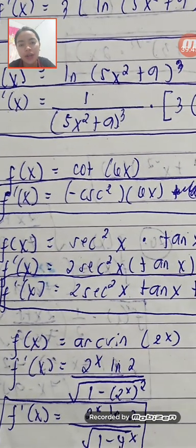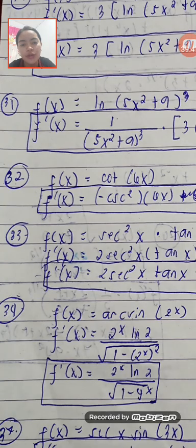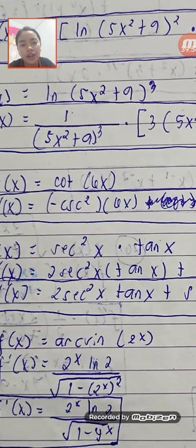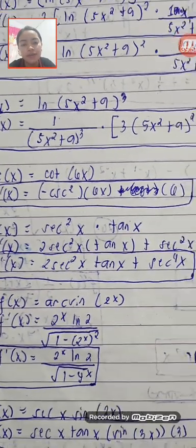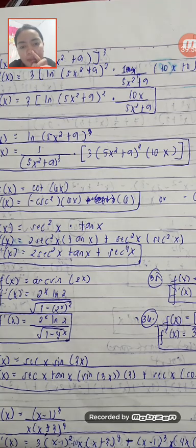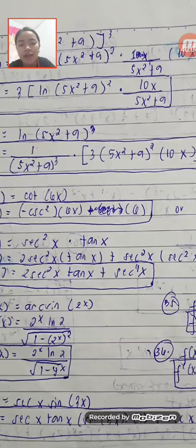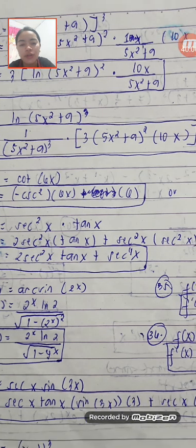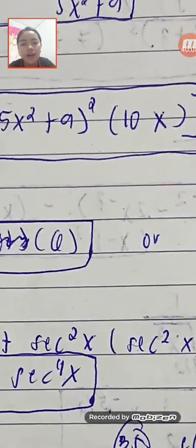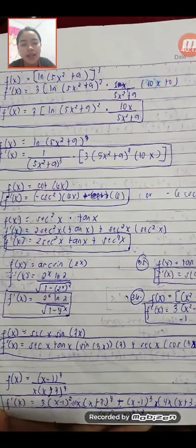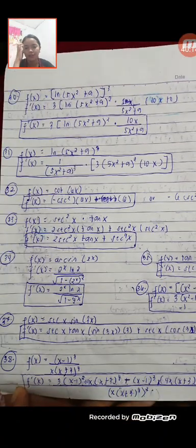In differentiating this one, we come up with 1 over 5x squared plus 9 raised to the power of 3 multiplied by the derivative of, let's multiply this by our denominator. That's why we come up with 3, 5x plus 2 raised to the power of 2. And the derivative of our inside function is 10x. That's it. So that is our final answer.